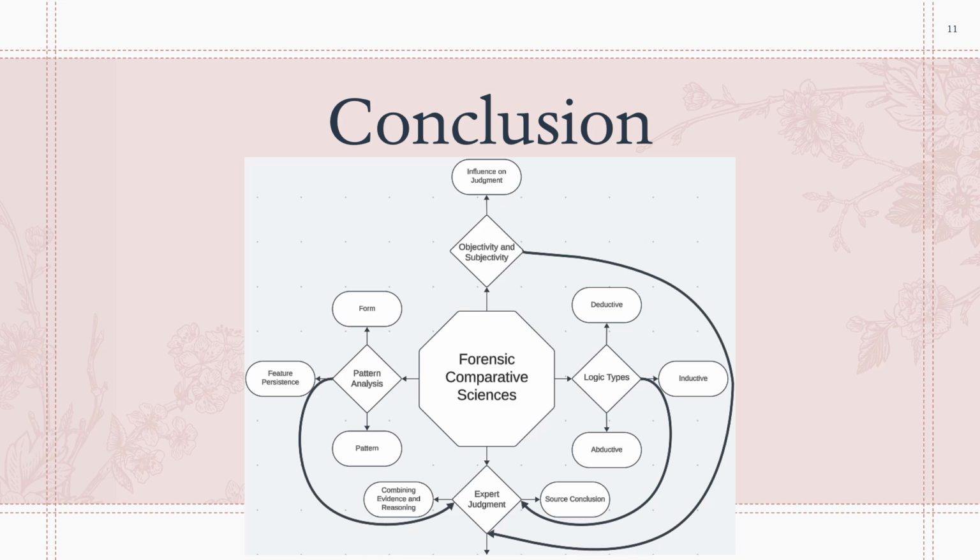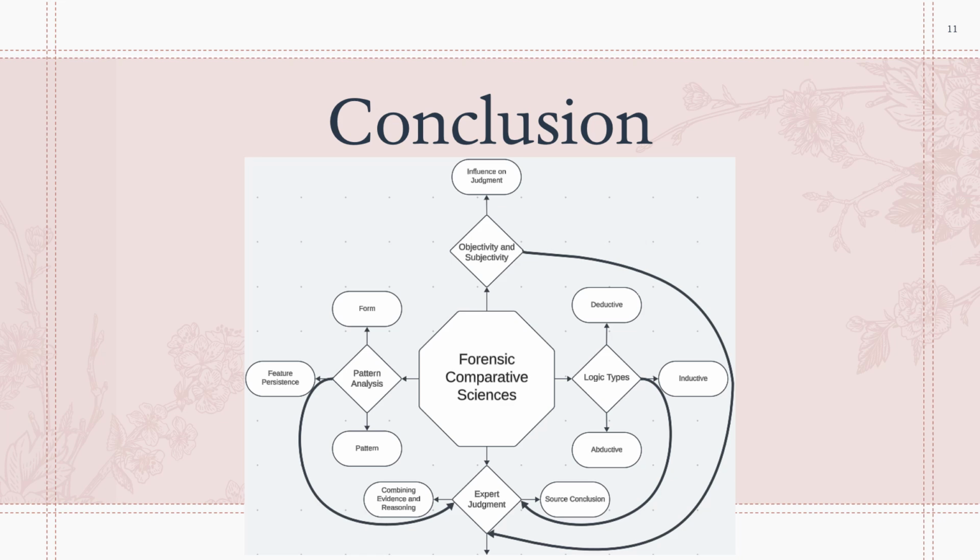Now, looking at your logic types, you've got your deductive, abductive, inductive. Your logic types are also going to play a role in your expert judgment. What type of logic is that? Is it something that it's definitely there? Is it something that you're comparing one case to a different case, or are you trying to infer? And then your pattern analysis, you've got your form, your pattern, and your feature persistence. This is also going to play a role in your expert judgment, okay?